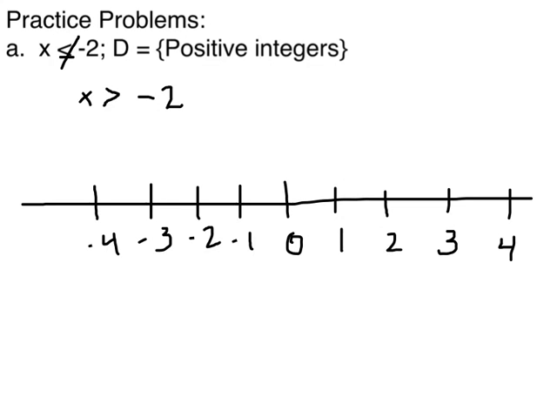Alright, in this problem, A says x is not less than or equal to -2. So then we have to say that x is greater than -2. Now your domain is C, positive integers. So because we have to only use the positive integers, we're going to start at 1 and 2 and so forth. So the graph of our inequality there is going to look like this. We start at positive 1 because we can only use positive integers.